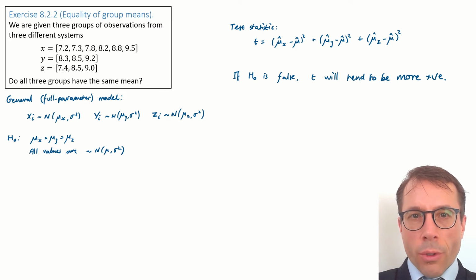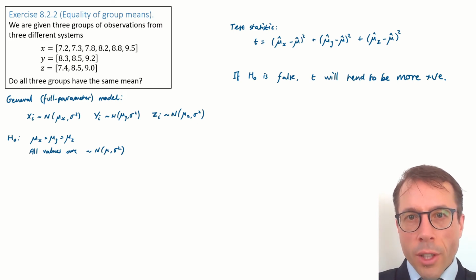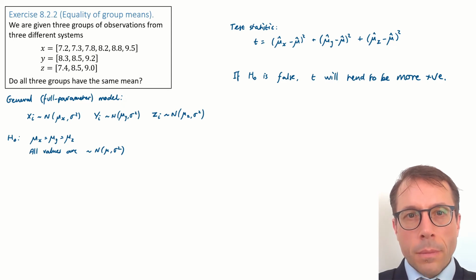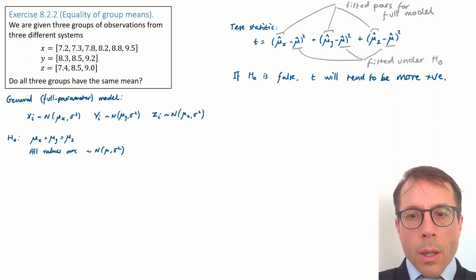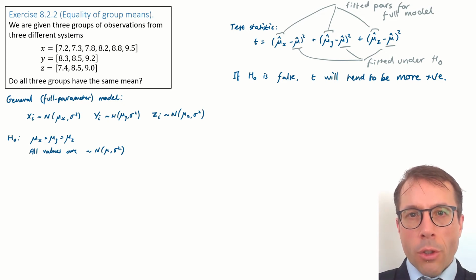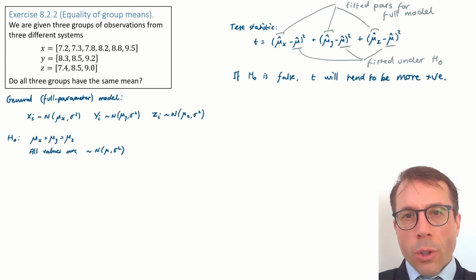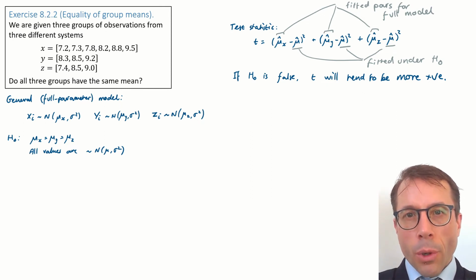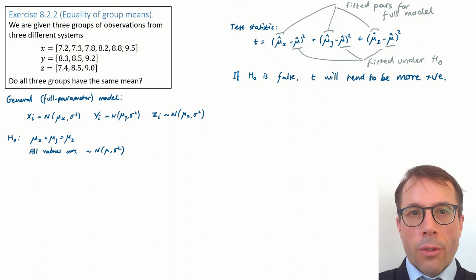If H0 is false, in other words, if the three groups aren't identical, it will tend to make T bigger, more positive. This test statistic is made up out of maximum likelihood parameter estimates, 3 of them estimated from the general model, and mu hat estimated from the H0 model. It's always a good idea to play around with maximum likelihood estimators if you're looking for inspiration about what to use as your test statistic.